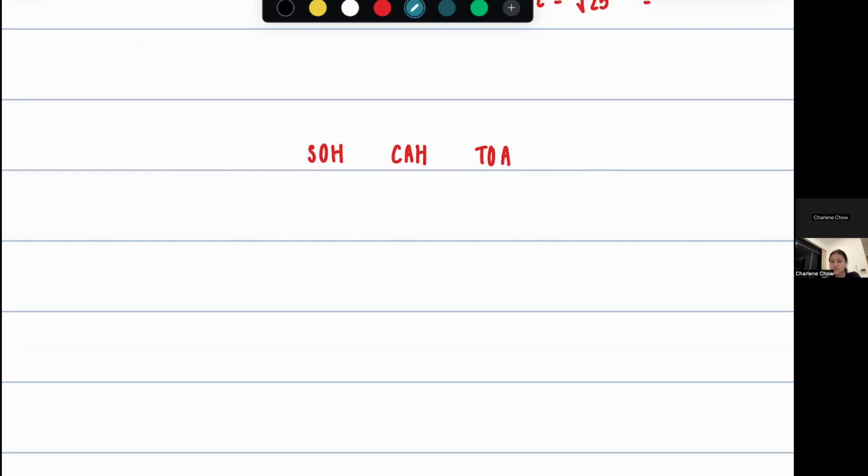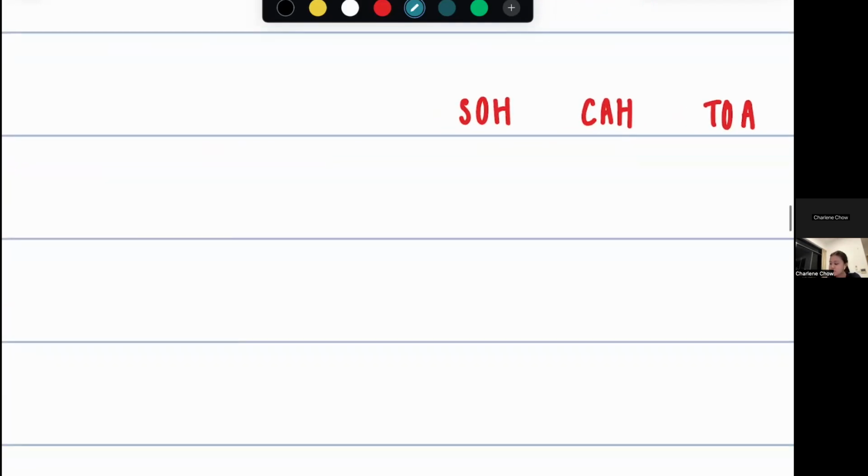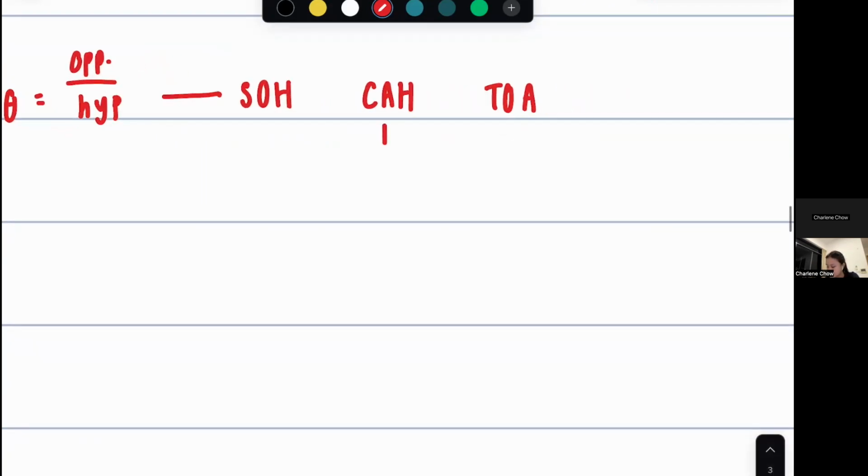So on this, can you help me to elaborate? What exactly do these abbreviations stand for? So we have SOHCAHTOA, but what exactly do they stand for? Starting from SOH. The S is for sine, very good. And O opposite, and H hypotenuse. Very good. So sine theta stands for opposite over hypotenuse.